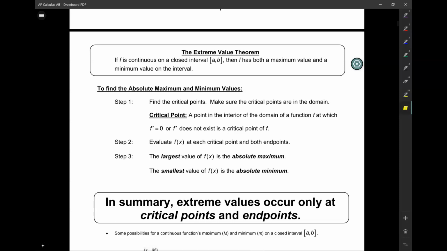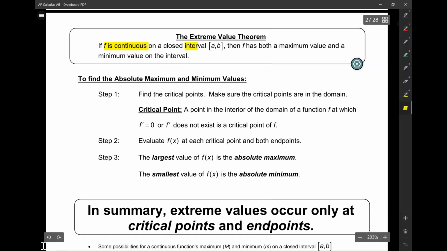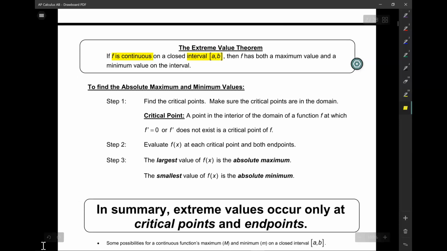It says if f is continuous on a closed interval [a, b], right? And so now you're saying that when we learned what it means to be continuous and differentiable, it wasn't just so I could give you problems and say, is this continuous, is this differentiable? No, it's because those are now going to become hypotheses of our statements. So if f is continuous on this interval, then f has both a maximum value and a minimum value.